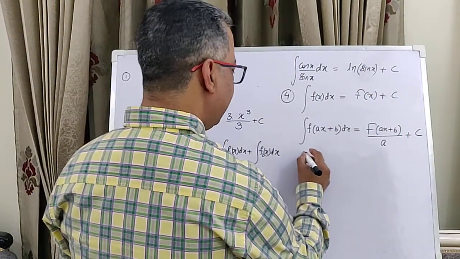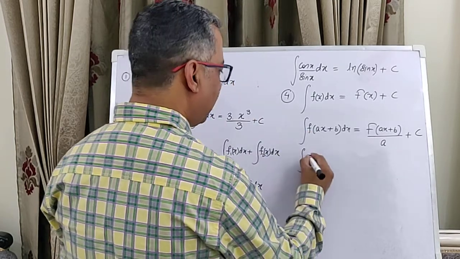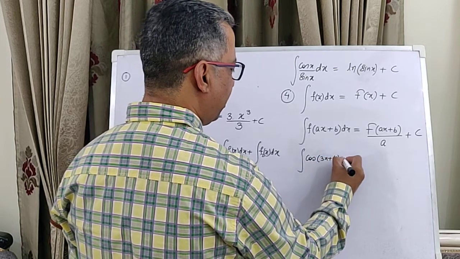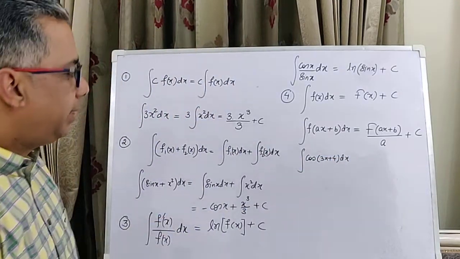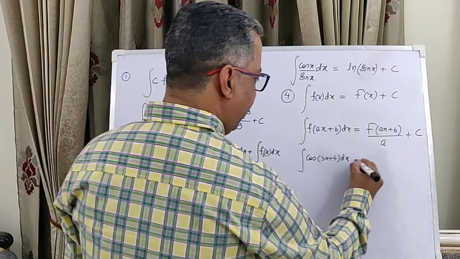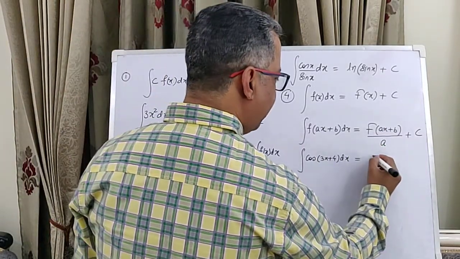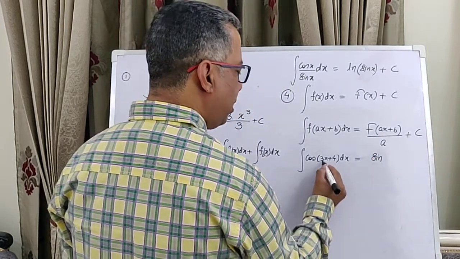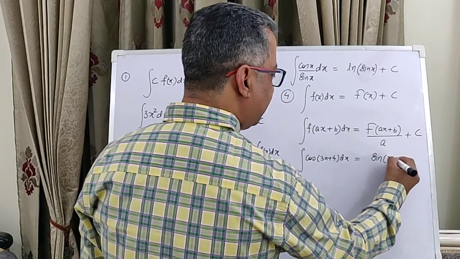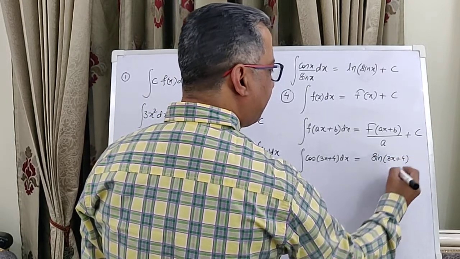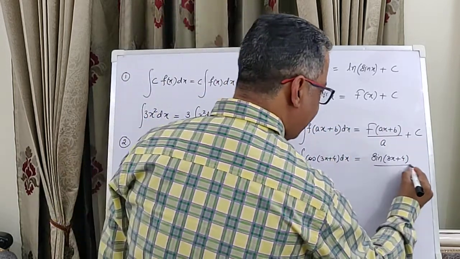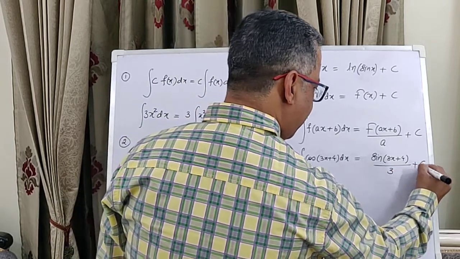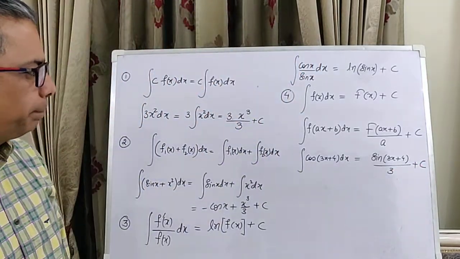So for example, if you were to integrate cos(3x plus 4) dx, then the integration will give you, now cos x dx when integrated gives sin x, but in place of x we have 3x plus 4, but the change you make is you divide the whole thing by a, and a here is 3, and add this unknown constant c.